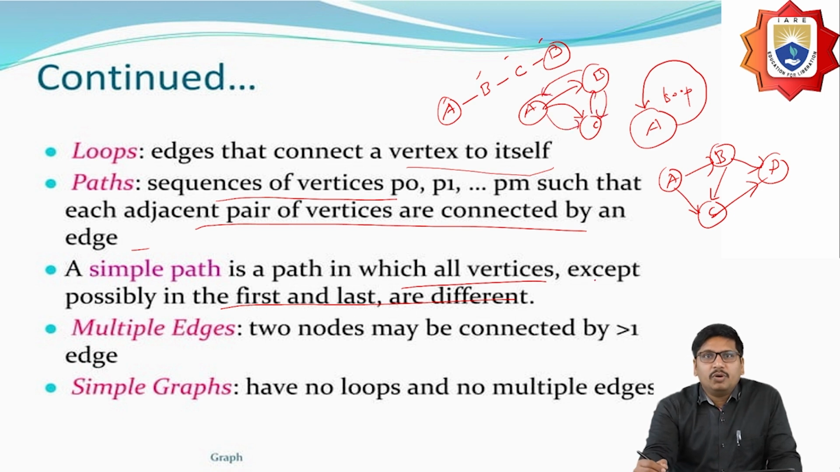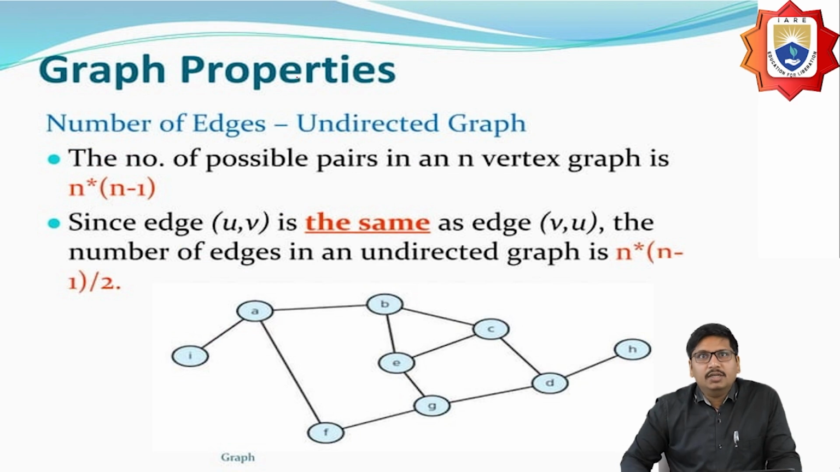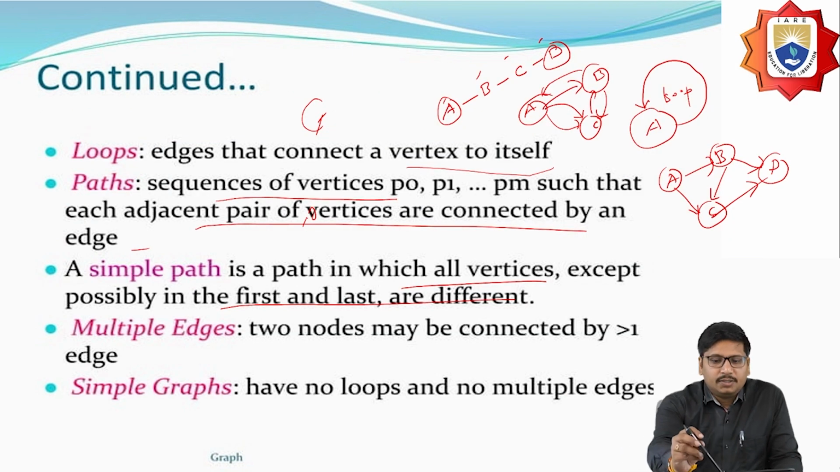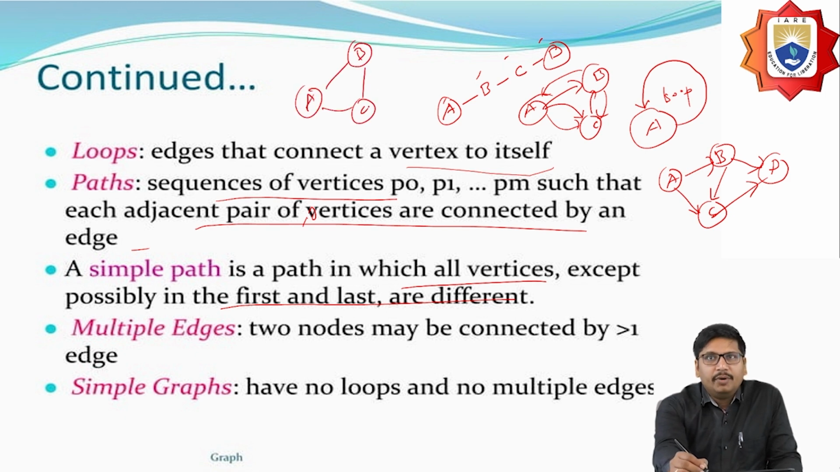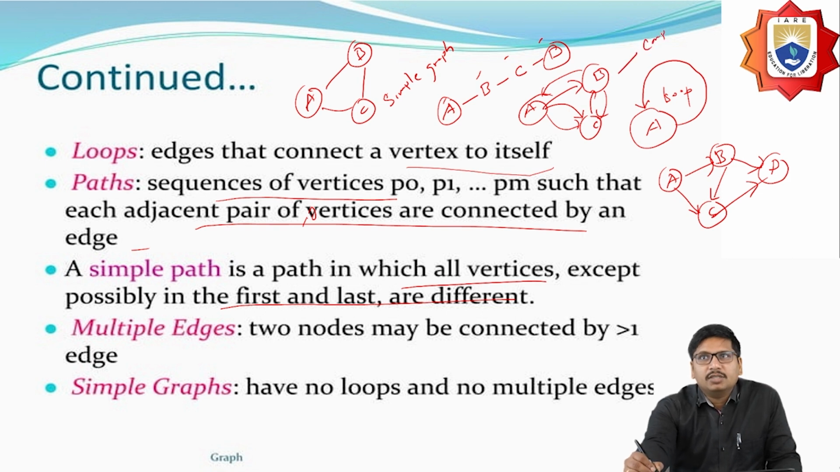So this thing is what we call multiple edges. And a simple graph is a graph which does not have any kind of loops and multiple edges. So a simple graph does not have any loops and multiple edges. This should be called a simple graph, and this should be called a complex graph.